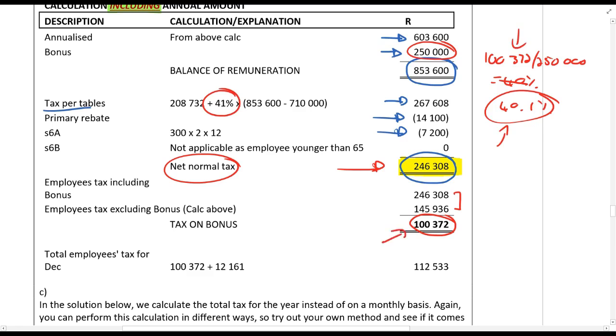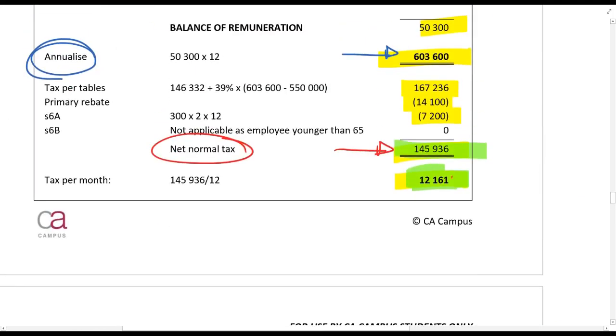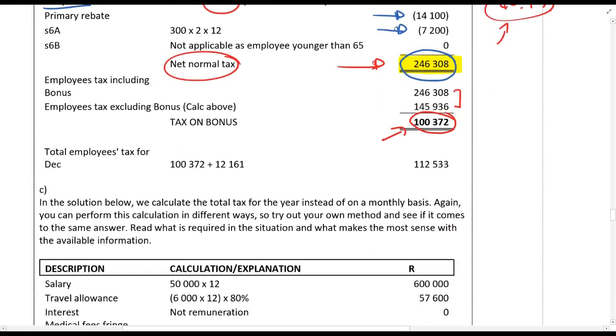So follow now closely. The tax on all of the amounts without the bonus is 12,161. The tax on the amount, only the bonus, is 100,372. So those two together gives you the tax that was withheld in December.